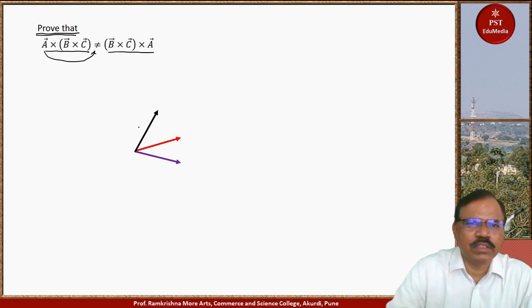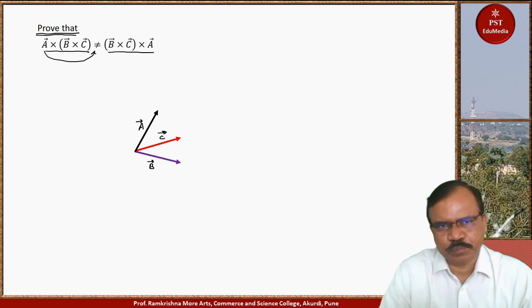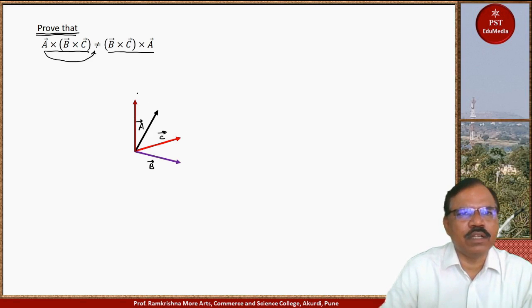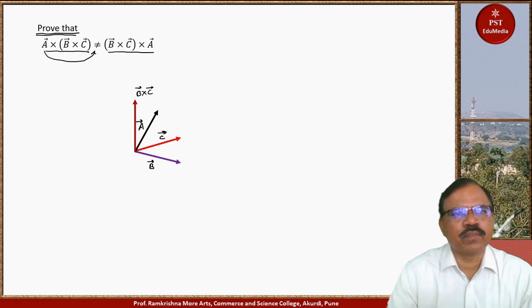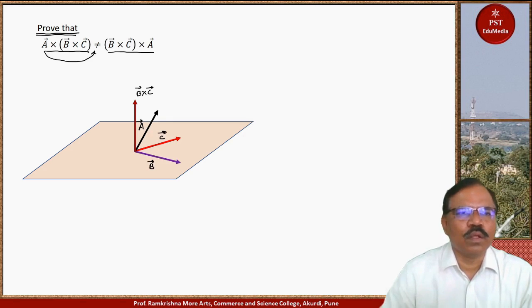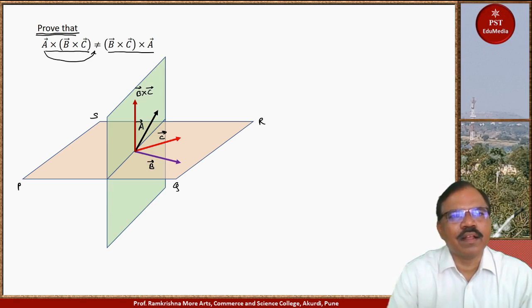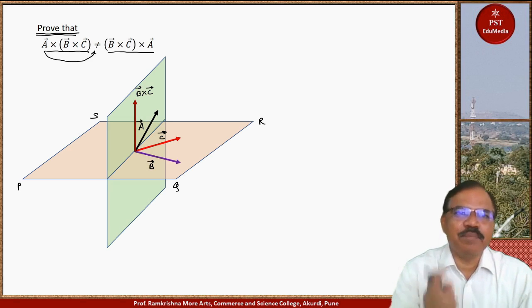So again, here I have three vectors, A, B and C. These are three vectors. Now first we will see A cross B cross C. So we know this is the direction of B cross C. Now this is the PQRS plane. Now here, this is the plane containing A and B cross C.